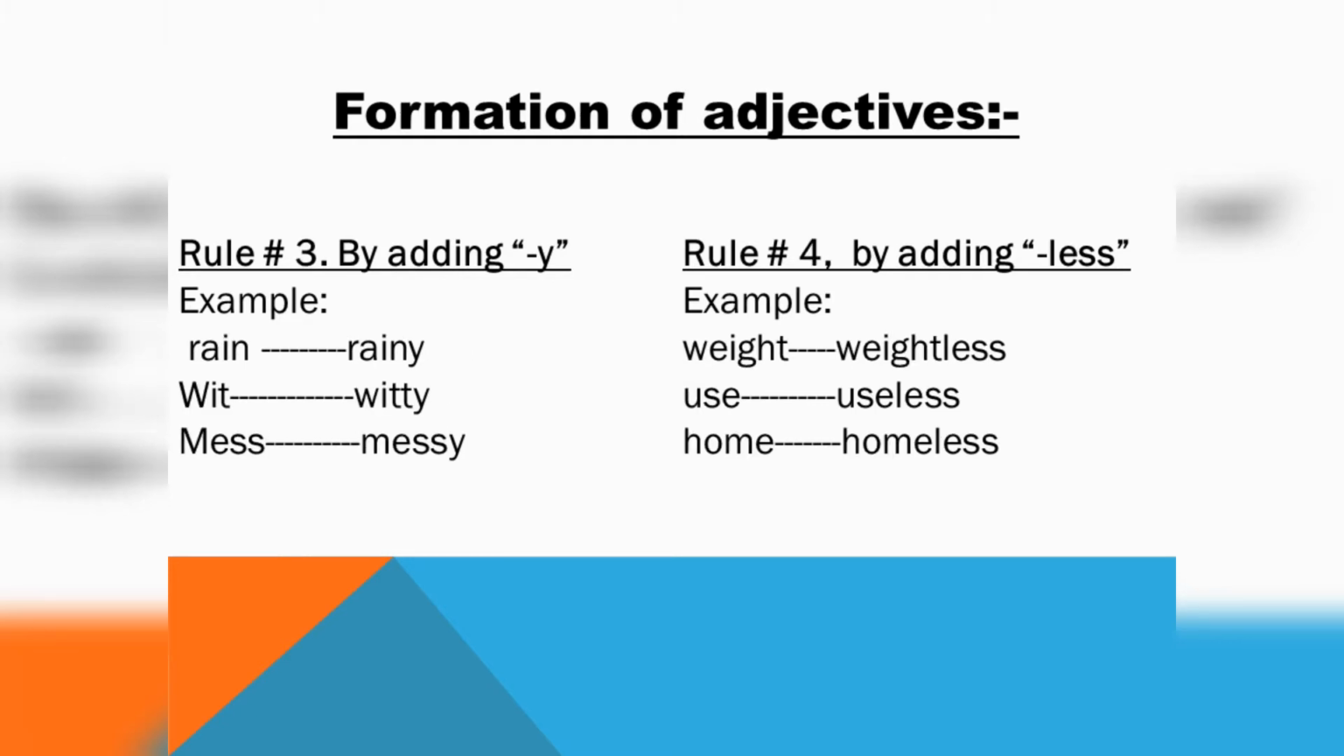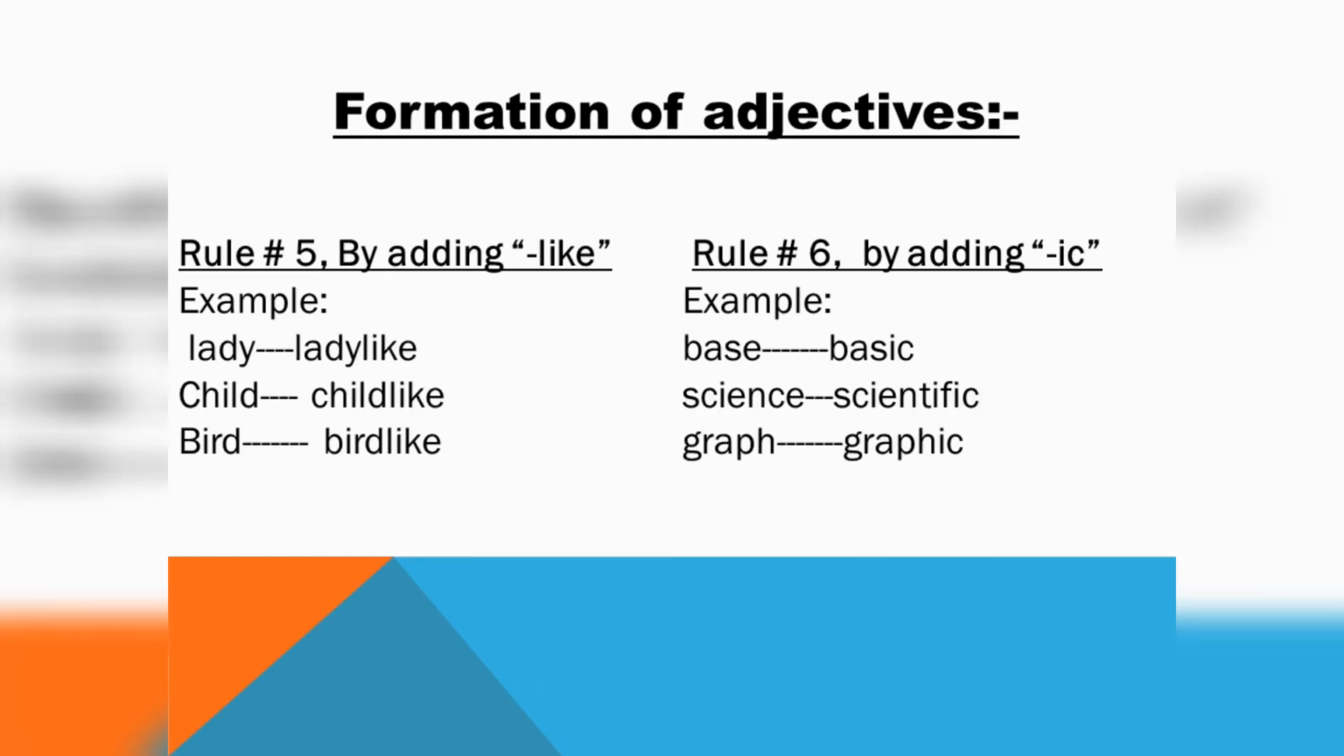This rule is telling that by adding y, we may form adjectives, and they are rain, rainy, wet, witty, mass, massy. Rule number 4 is telling that by adding less, we may form adjectives like weight, weightless, use, useless, home, homeless. And now have a look at these rules.